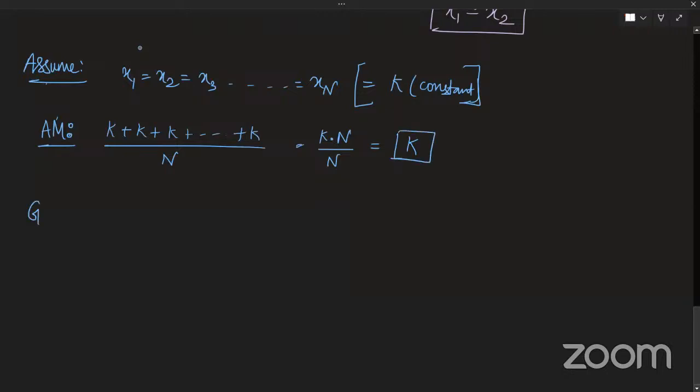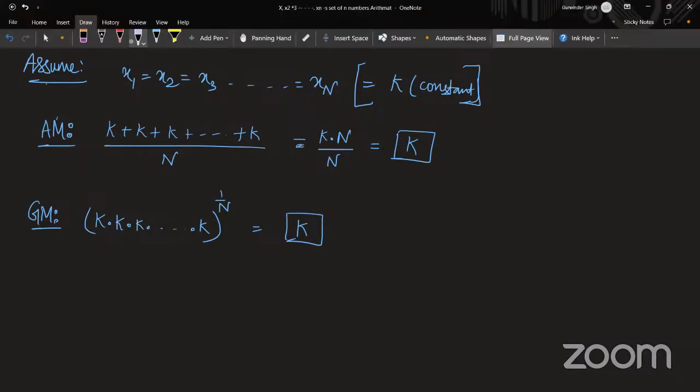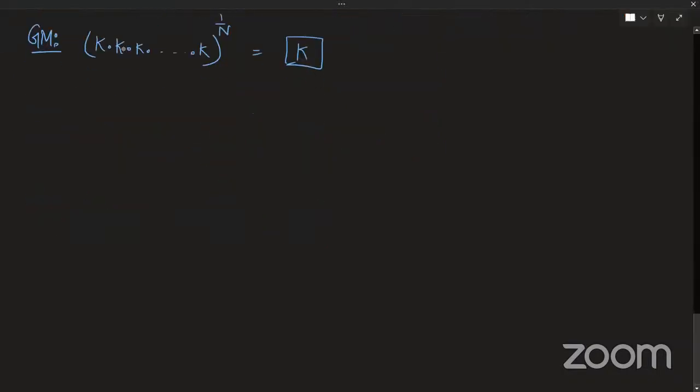The same thing, what will be my geometric mean? The geometric mean will be k into k into k, n times, whole raised to 1 by n. Correct? This will also be k. So if my numbers are equal, my arithmetic mean and geometric mean are equal. So it is working in both ways, so it will have a double arrow.